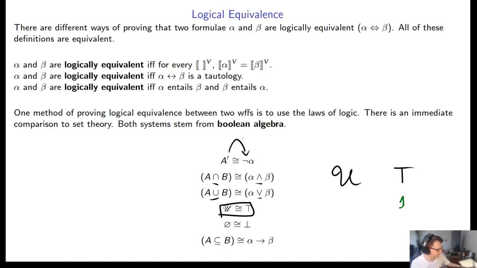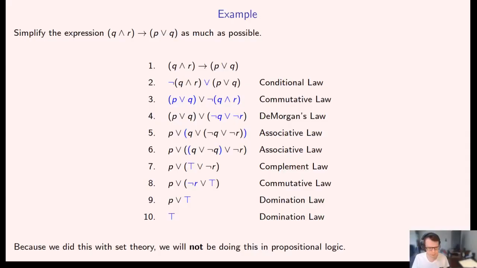Truth is about being like one, like it's absolute truth. The universe is about everything. The empty set and contradiction are also very similar. They're used in the same way. The subset and the conditional might not be as obvious of a relation, but they're also quite tightly related to each other. So we can take complex expressions and reduce them to truths using these laws, but we won't be doing that.